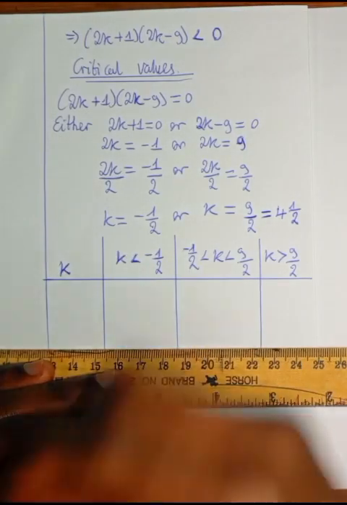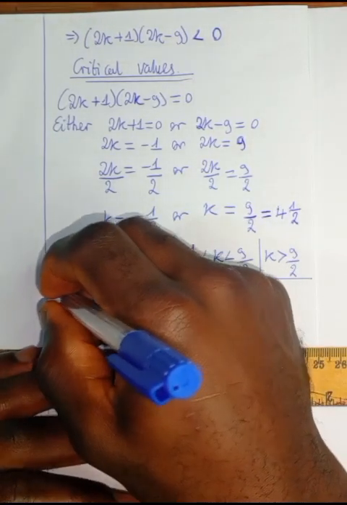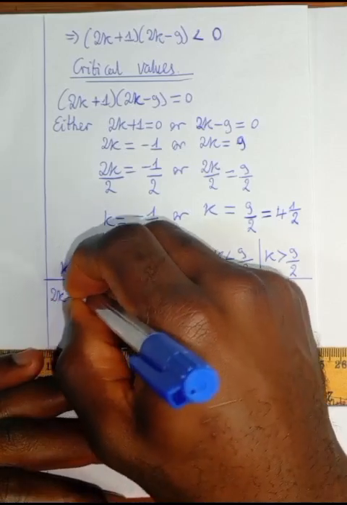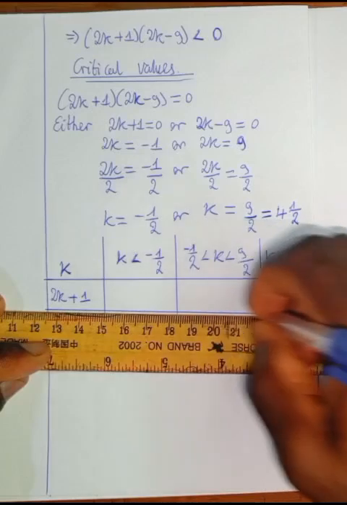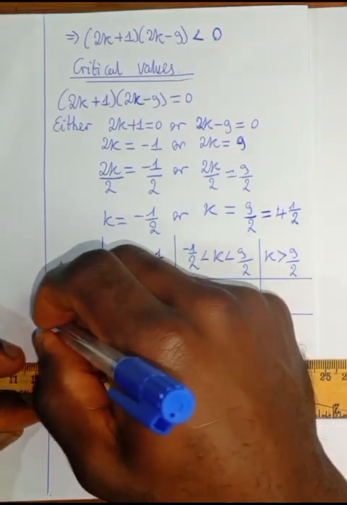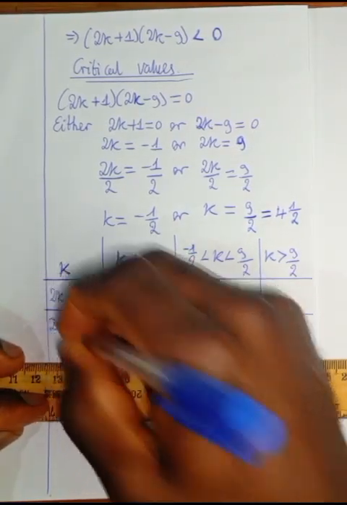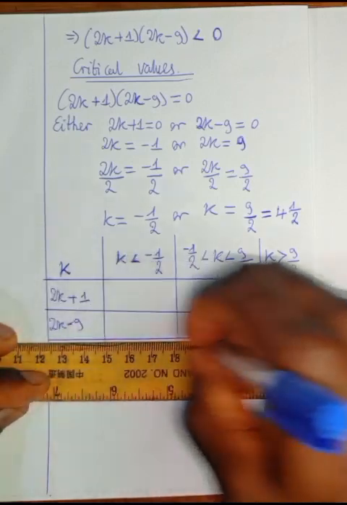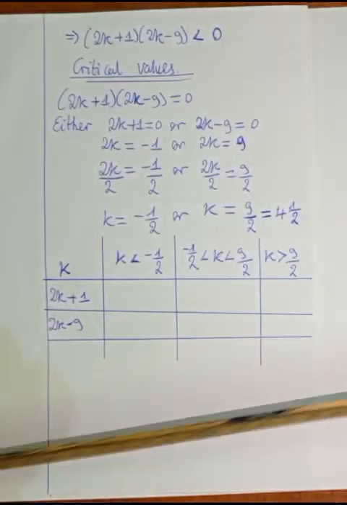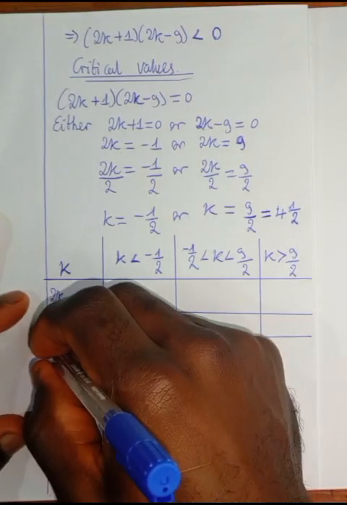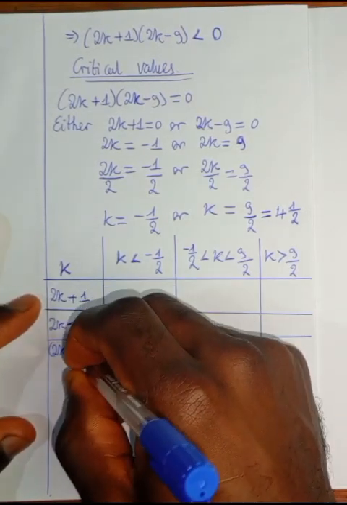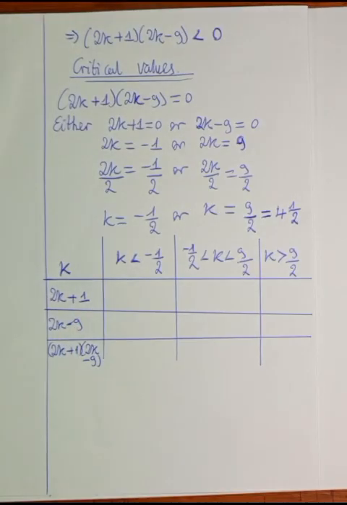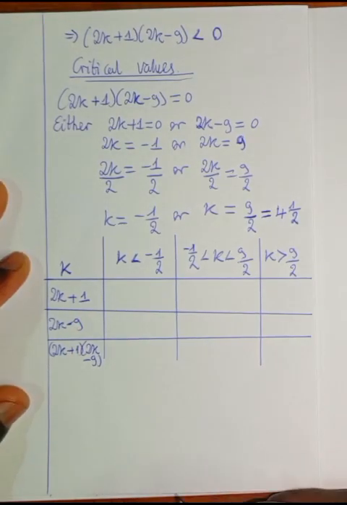For the first row, we have 2k plus 1. For the second, we have 2k minus 9. Lastly, we have 2k plus 1 times 2k minus 9. Now we are going to test the values for that required range. Then we write down just the signs.